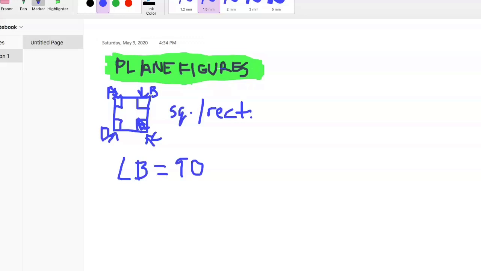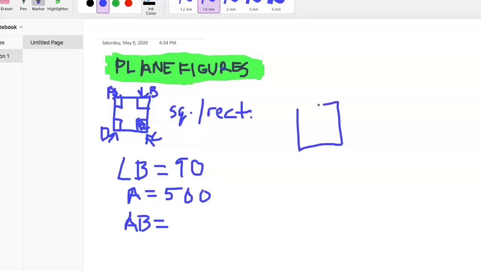With a square, you'll also have 4 equal sides. So if they say something like area equals 500, and they want to know, given the area is 500, how much is line AB equals something. What we want to be thinking is, if all of the sides are equal, we'll draw this again over here. It's kind of a mess at this point.